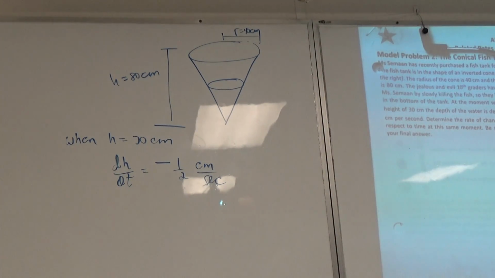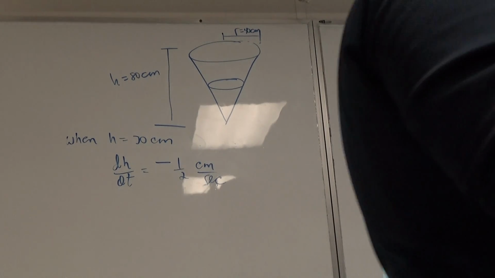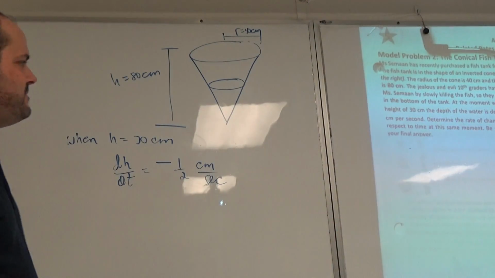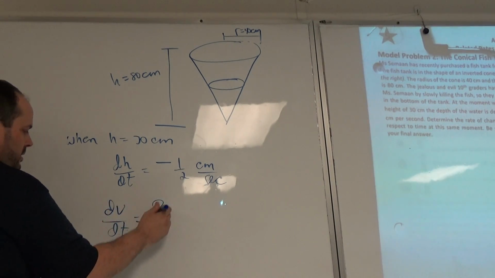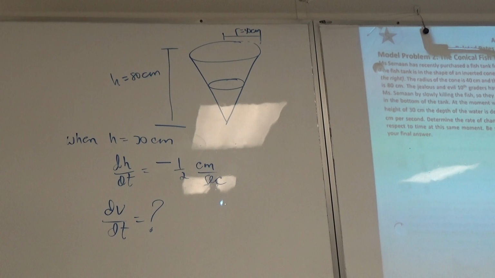Did they tell us anything else? There's fish in there, poor fish. We've got height, we've got the radius, we've got the 0.5 centimeter per second. Determine the rate of change of the volume with respect to time. What I want is dV/dt. I've had some students in the past who say, I don't know what the final answer is going to be, but I can tell you right now what the units are going to be for dV/dt. How many of you are convinced you know what the units are, even if you don't know the number?